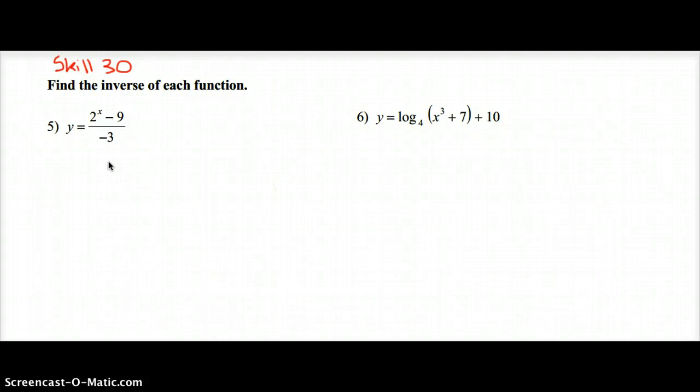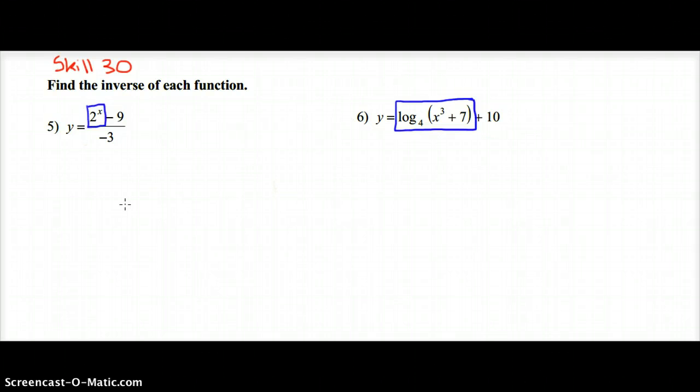Alright, this is skill 30, finding the inverse of exponential and logarithmic functions. If we look at this example, number 5 here is an exponential function. We know that because in the numerator we see 2 to the x power, with our variable in the exponent. And on the right side, we've got a logarithmic function, log base 4 of the quantity x to the third plus 7.